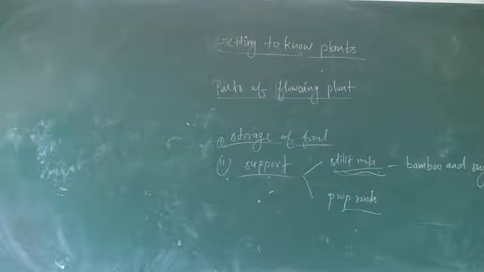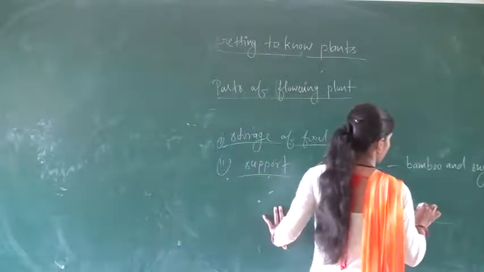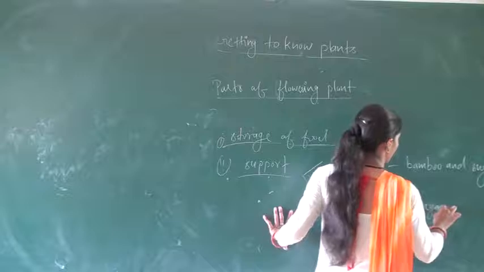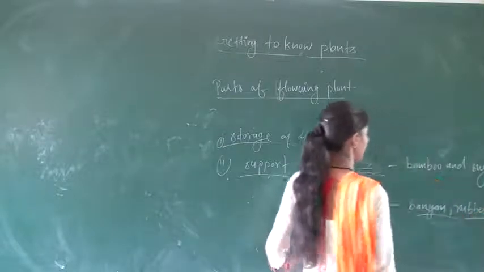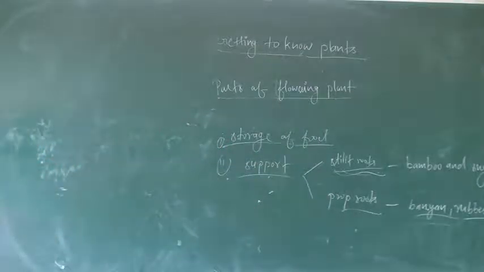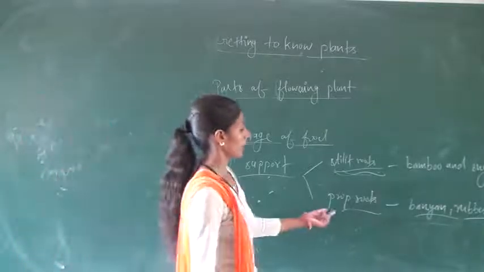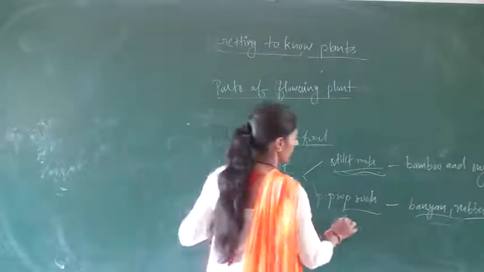After that, prop roots in banyan and rubber trees. This type of roots are present in banyan and rubber trees. Prop roots are just like rope, so they are also called rope roots.